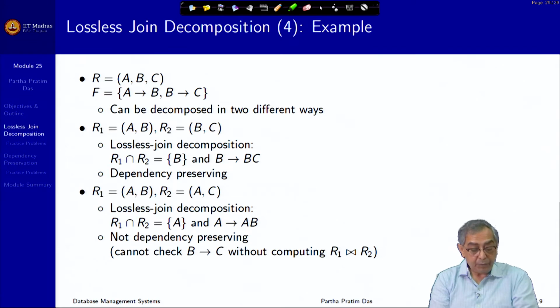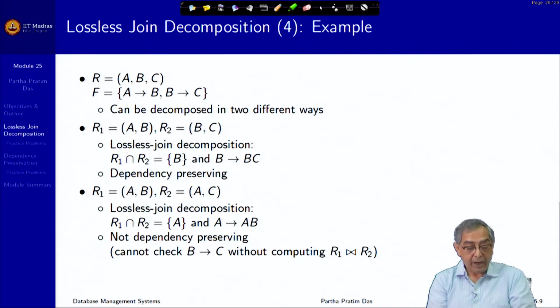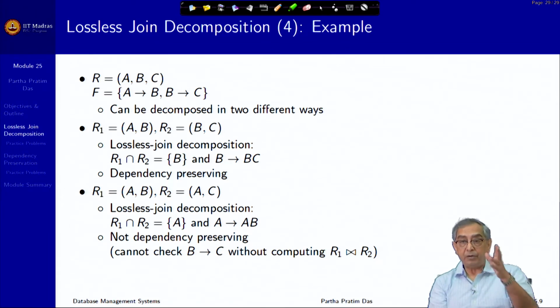You can decompose it as AB and AC. If you do it as AB and AC, even then it is a lossless join decomposition, because in AB and in AC both, A is a key. So, this is a lossless join decomposition, but this is not dependency preserving. Why? Because the dependency B determines C cannot be checked either in AB or in AC, because both attributes are not there. Right? We will talk more about this.